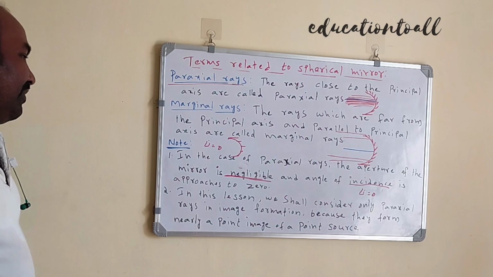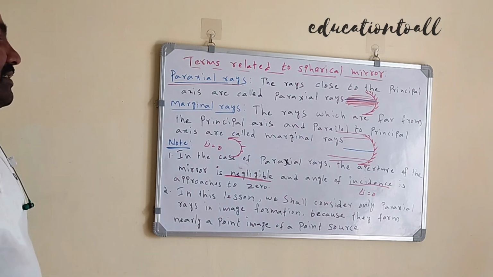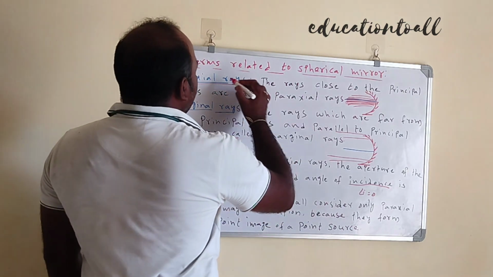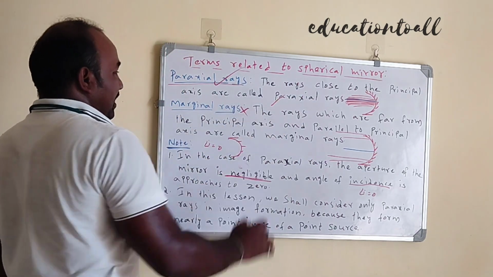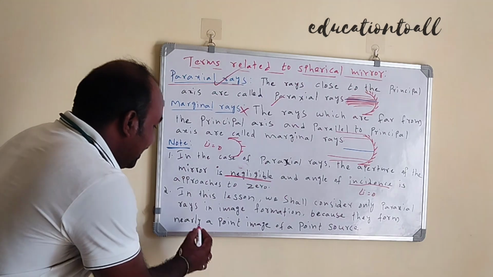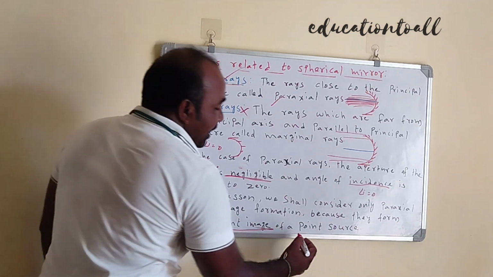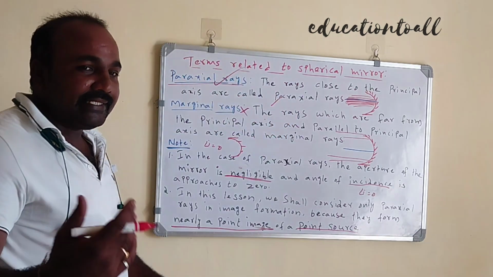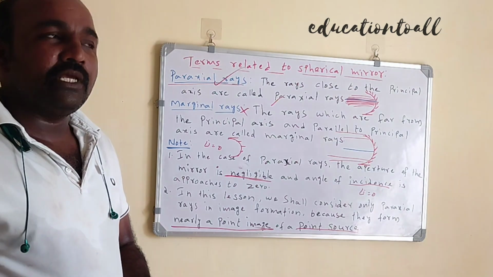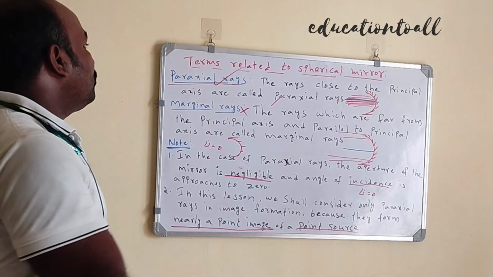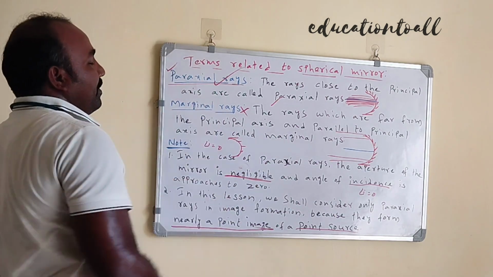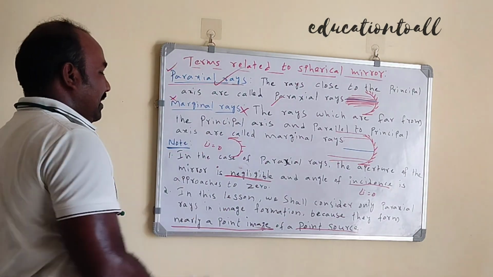Next, in this lesson we shall consider only paraxial rays, not marginal rays. They form a nearly point image from a point source. So we consider only a point source. The point source forms point images, so we consider only paraxial rays, not marginal rays.